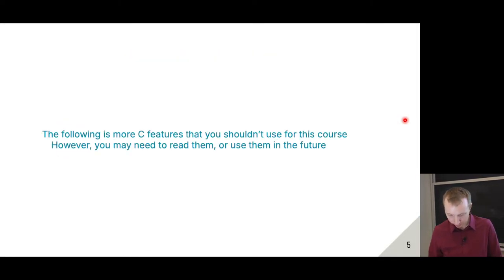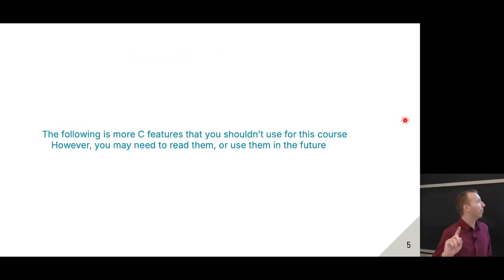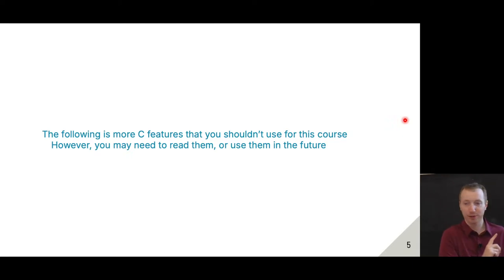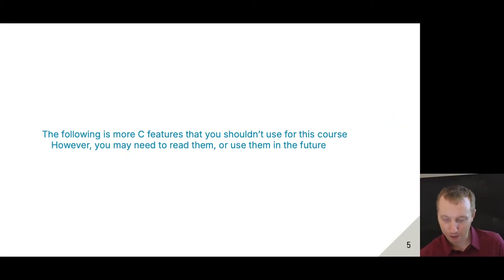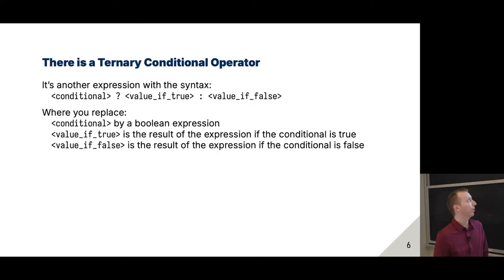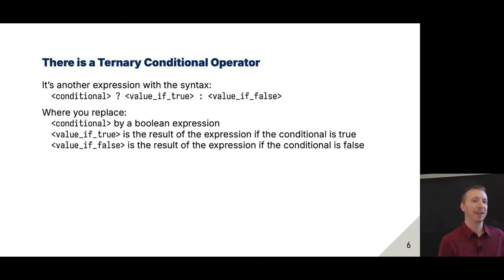So here's that. I will preempt this by saying the following I'm about to show you is more features in C that you shouldn't use for this course. However, you might have to read them or use them in the future, although some of them are bad ideas. So one, ternary conditional operator. It's ugly. Some people use it. So if you ever see a question mark in C, it's valid.